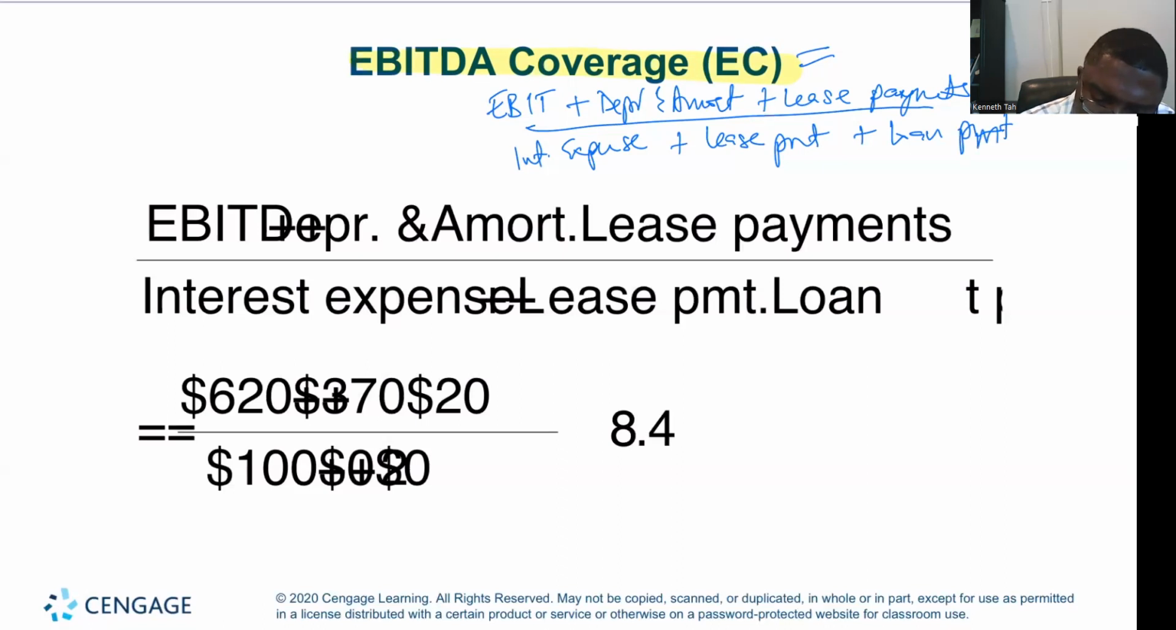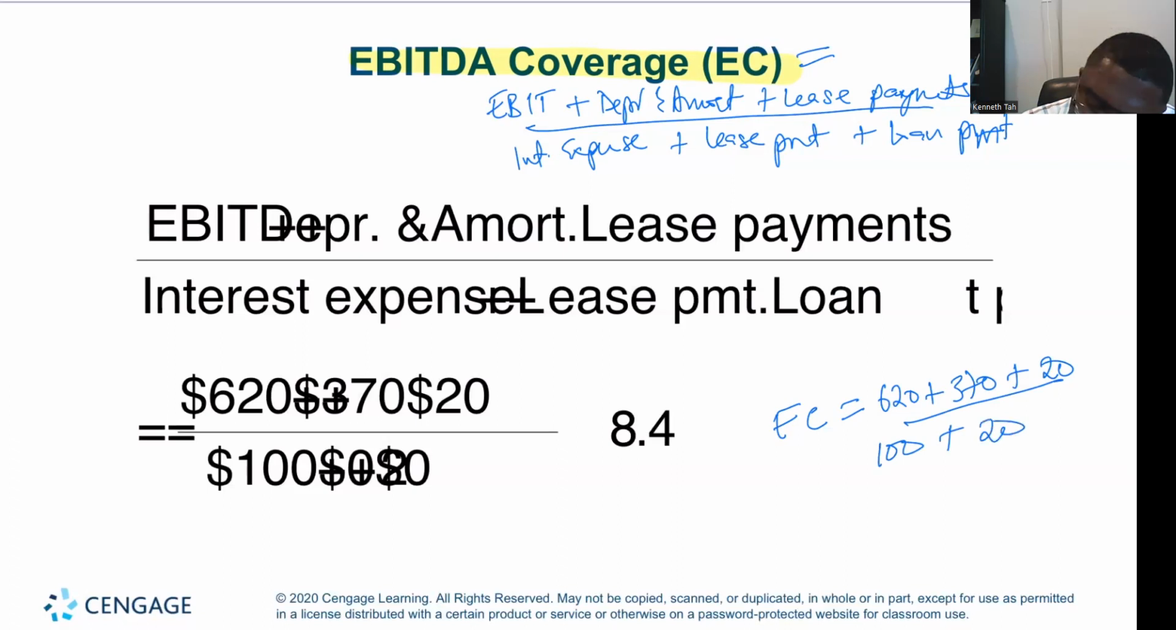So EBITDA coverage is equivalent to earnings before interest and taxes, which is 620, plus depreciation and amortization, which is 370, plus lease payment, which is 20 from the statement provided, divided by interest expense, which is 100, plus lease payment, which is 20, plus loan payment, none is given, so it is 0, which means our EBITDA coverage comes to 8.4.